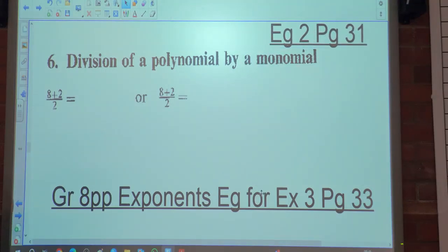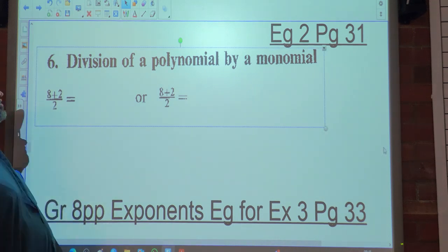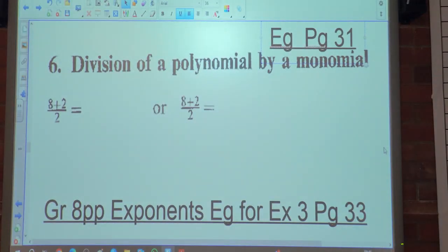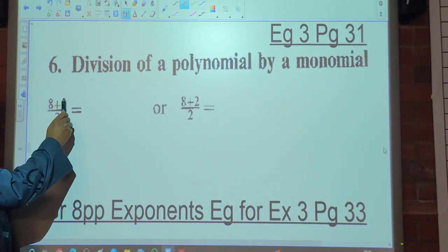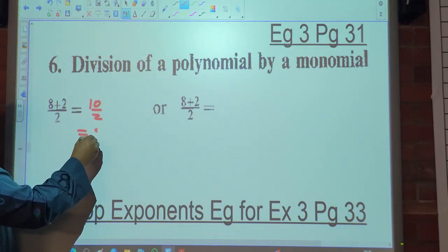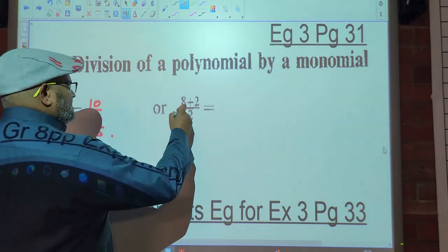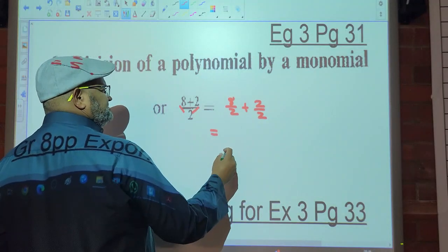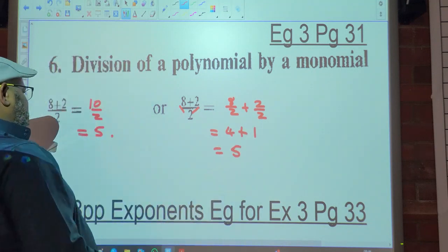Division of polynomials by a monomial. People, if we have 8 plus 2 divided by 2, this is now part 3 of this. There's one of two ways I can do it. I can first add it. What's 8 plus 2? 10. And 10 over 2 is 5. You all agree with that? Otherwise, I could have put each one over its own 2, which is 8 over 2 plus 2 over 2. What's 8 over 2? 4. 2 over 2? 1. What's 4 plus 1? Same answer.